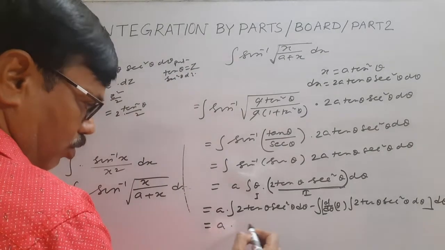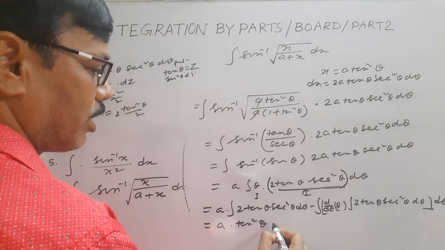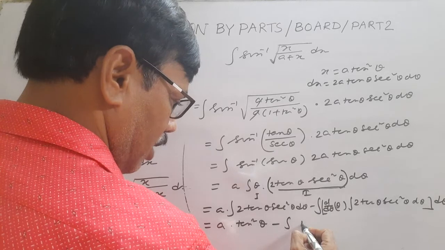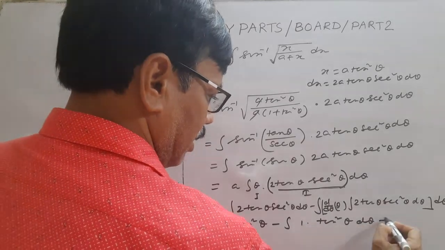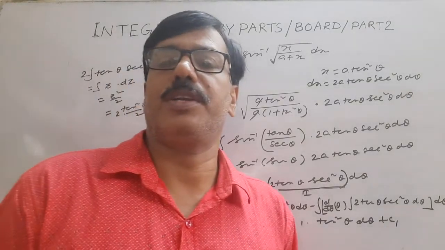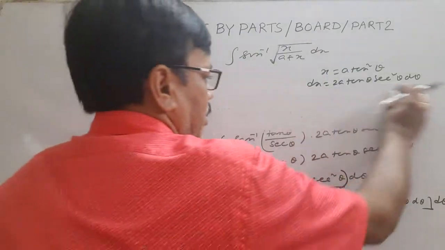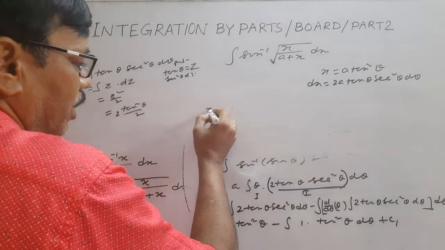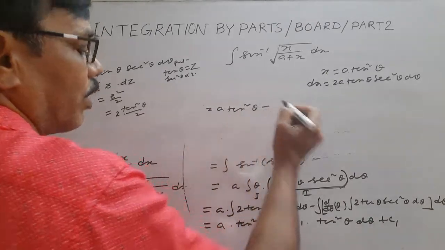We have already solved it. This is tan square theta, this is theta, derivative of theta is 1. This one is integral of tan square theta d theta plus c1. Now it is very simple. Express tan square theta. We do not know integration of tan theta, but we know integration of sec square theta.